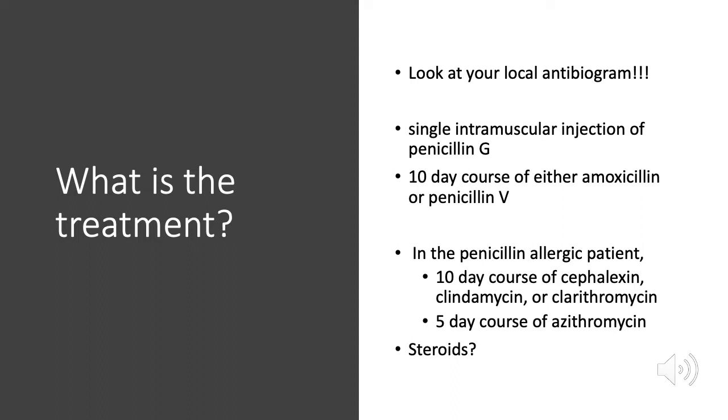You can use a single intramuscular injection of penicillin G, a 10-day course of either amoxicillin or penicillin V, and if your patient is allergic to penicillin, this is a popular test question. Patients who can't have the first-line treatments, what can you do? You can do a 10-day course of cephalexin, clindamycin, clarithromycin, or a 5-day course of azithromycin.